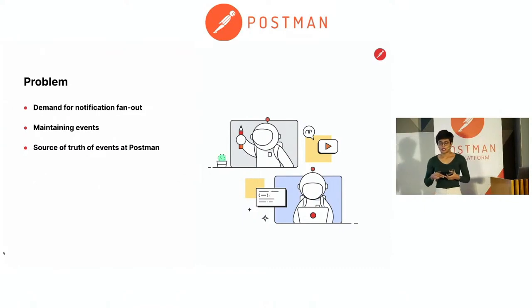The third point was we needed a source of truth regarding the state of asynchronous communication, like the events flowing in production, what do they carry, and what is the current production version of an event for any service.